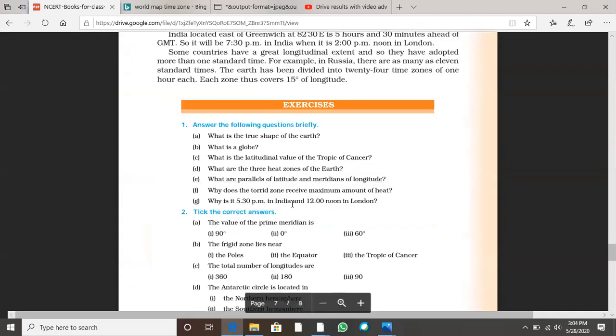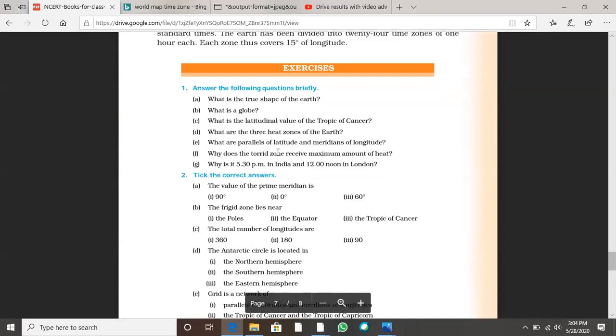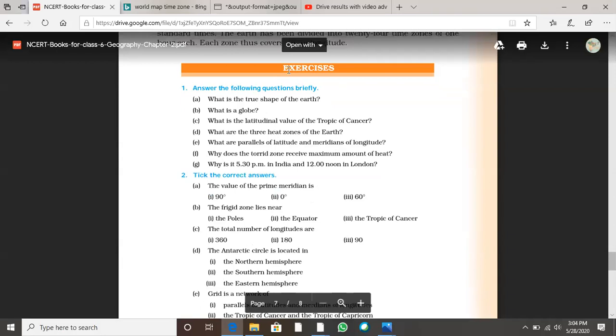Okay, so now, what is the true shape of the earth? It's a geoid. Let me write it. We'll discuss this and we're done with this chapter. Shape of the earth is, let me decrease the font size, geoid. What's a globe? Globe is a miniature model of the earth, right?